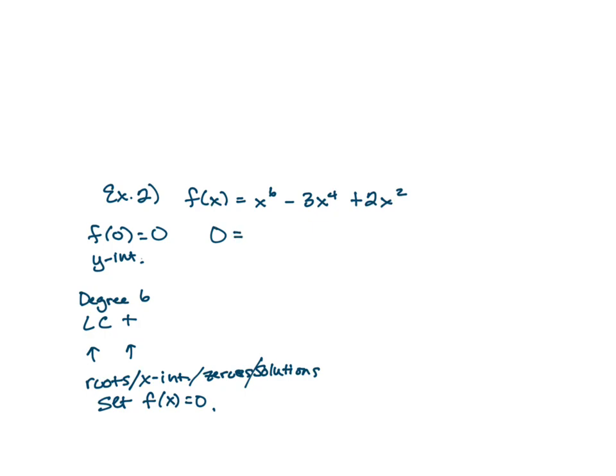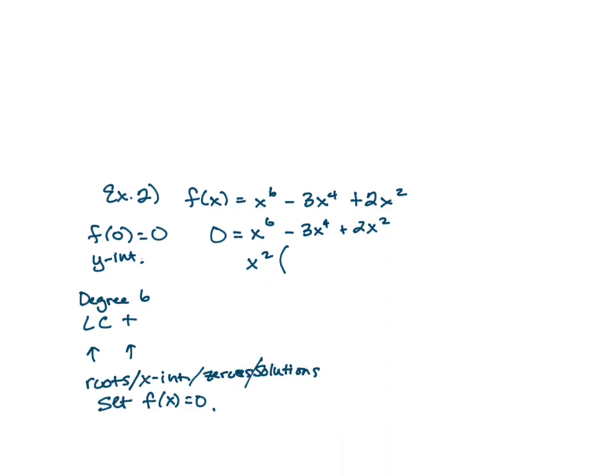Okay, so we've got 0 is equal to x to the 6th minus 3x to the 4th plus 2x squared. And I'm already at a place where I don't know what to do. I don't know how to deal with a 6th degree polynomial. Factor out an x squared. Perfect. So we're going to pull an x squared to the front.